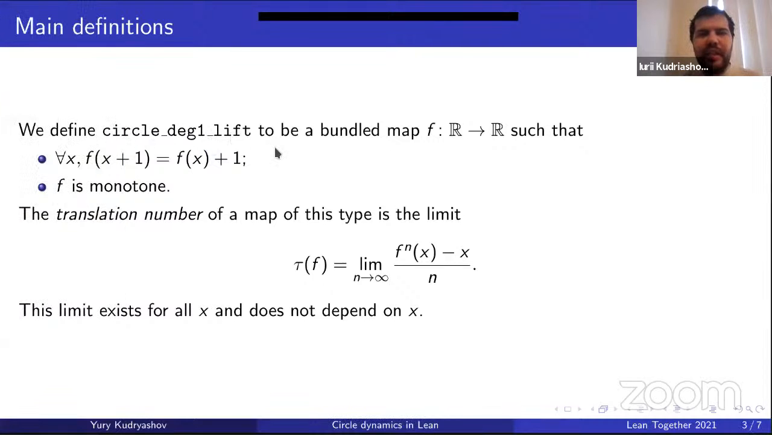I define lift over circle degree 1 map as a map from the real line to itself with the following two properties. First, f is monotone, and second, f of x plus 1 is f of x plus 1. So if we think about it as a lift over a map from the circle to itself, it means that as x makes one full turn, f of x makes one full turn as well. So this is the meaning of deg1 in the name.